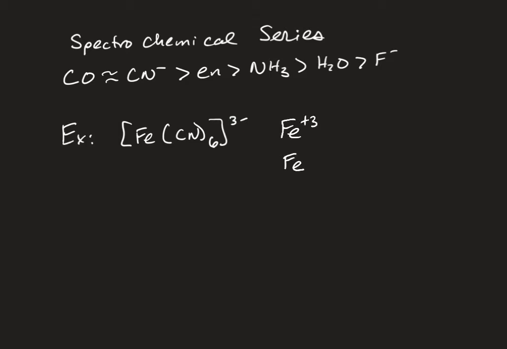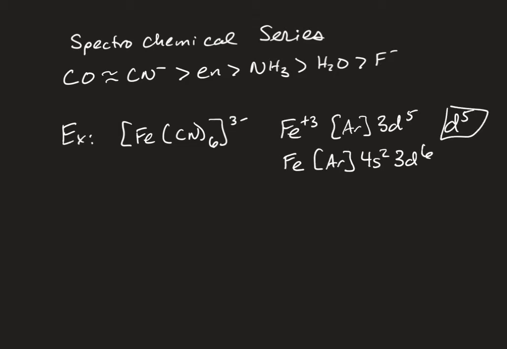And it's sometimes easier to start with the electron configuration of the neutral atom. So iron has the argon core, and then 4s2, and then 3d, 1, 2, 3, 4, 5, 6. I'm counting on my periodic table. Okay, so to make iron plus 3, I'm going to take away the 4s electrons and one of the 3d electrons. So iron plus 3 is going to be argon, with the 4s electrons gone and one of the 3d's gone, so it's going to be 3d5. So this is a d5 metal ion.